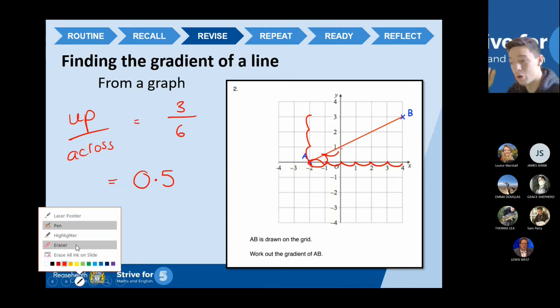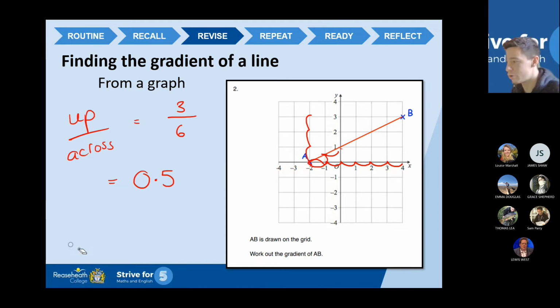So up divided by across. Let me make that a bit neater. You can see I'm drawing on the piece of paper, making it very clear to myself. It's up divided by across, and I'm getting the right answer every time. Let's go one last one.